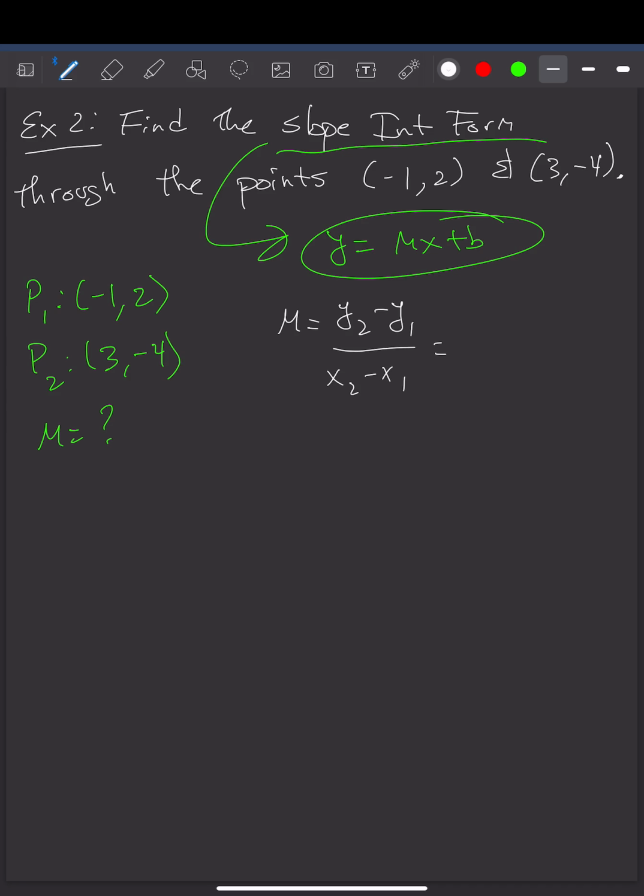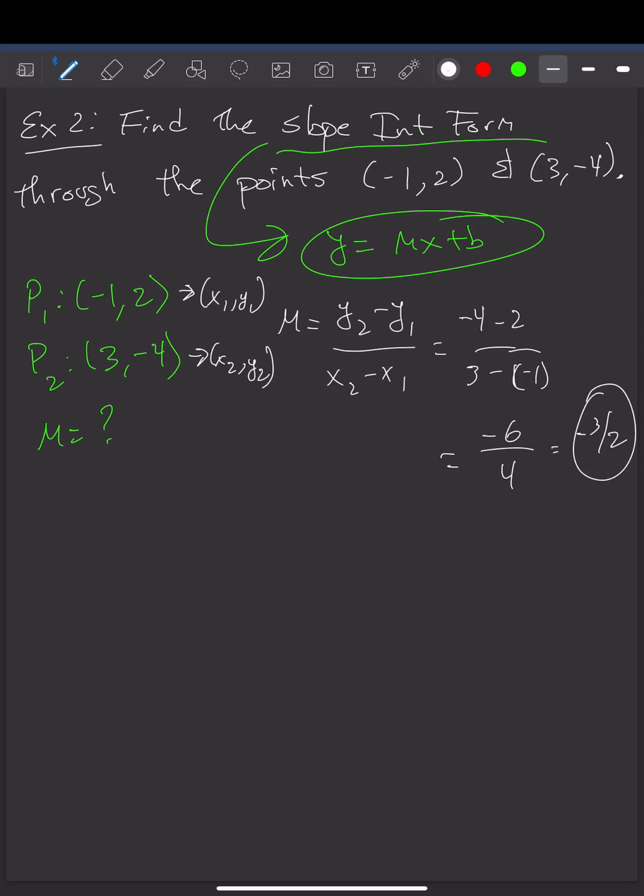So you just plug them in. Remember, this is x1 comma y1, and this is x2 comma y2. Yeah, so you just plug in the numbers into the slope. So y2 is -4, and then y1 is -2. Because remember, it's y2 minus y1. And then x2 is 3 minus x1, which is -1. Which is -6 all over 4. So our slope for this particular problem is -3/2.